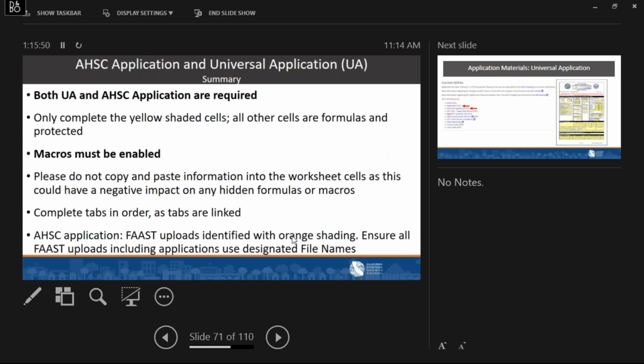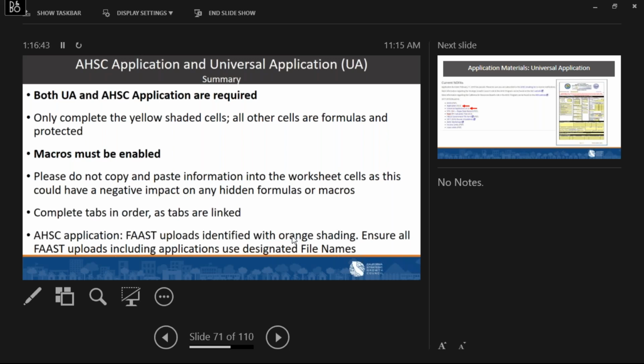Some notes about the universal and AHSC application. As I mentioned, they're both required. There are a lot of cells within the workbooks, but only complete the yellow shaded cells. Other cells are either locked or relying on macros that will auto-populate. Speaking of macros, you should get a warning when you open the workbook that there are macros, and we need you to enable those macros in order for a fully functioning workbook. We also ask that you do not copy and paste any information into these workbooks. Even if you have a previous round's application you'll be utilizing, a lot of these cells are using macros, and previous workbooks may have done the same as well. So please, we ask that you write that information in anew.